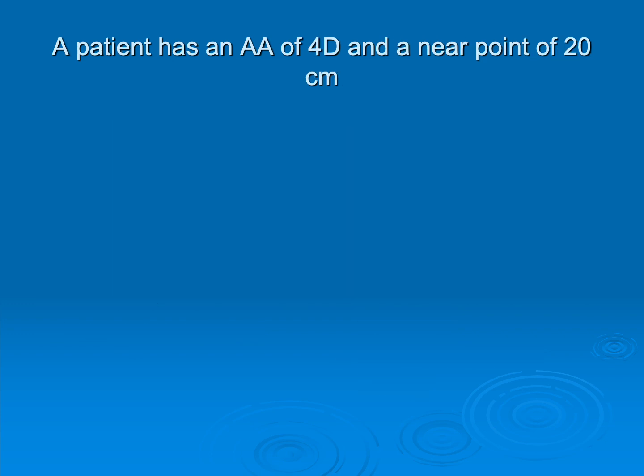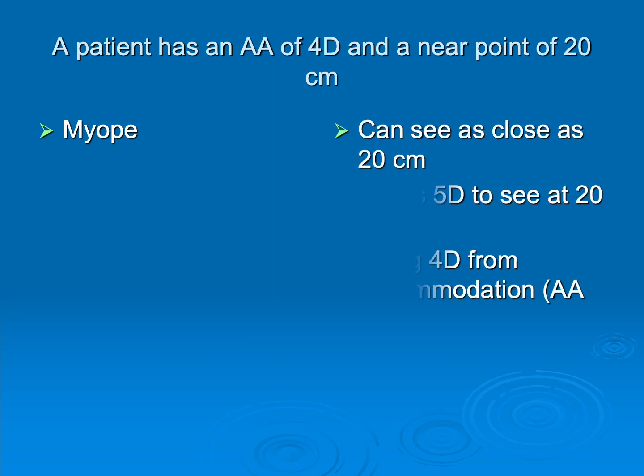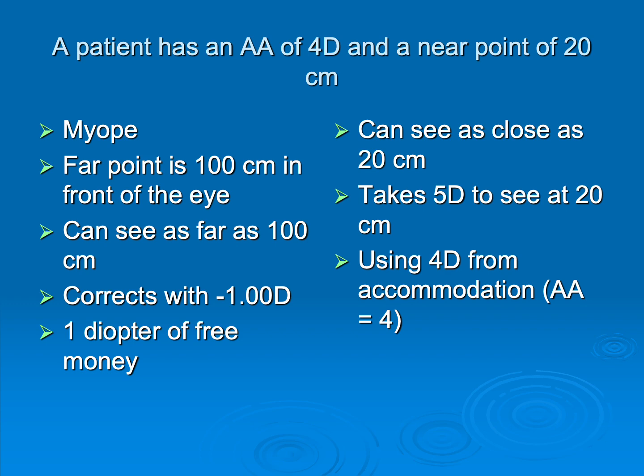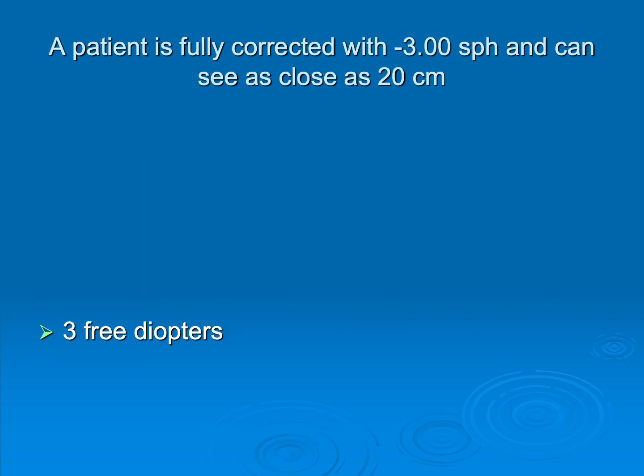In this problem, we see accommodative amplitude of 4, but a near point of 20 centimeters. And we know that the cost of 20 centimeters is 5 diopters. And so they are spending 5 diopters to see up close, but they've got 4 in the bank, which means they must be getting 1 for free. So that tells me right away that we're dealing with a myope, and not just a myope, but a -1 myope. So the far point has to be 100 centimeters. And in fact, that kind of tells me everything that I could possibly ask on a question like this. So that one wasn't too bad.